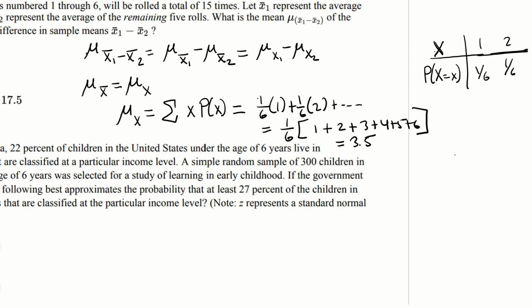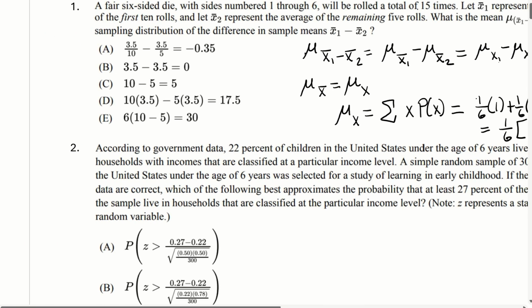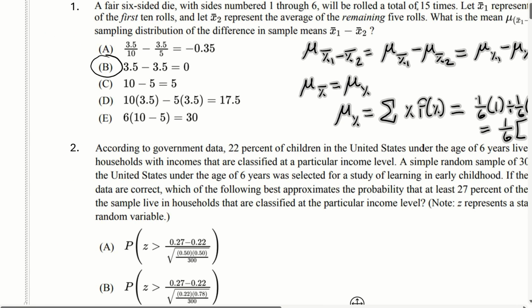But since it's the same die, this is really just mu x minus mu x. There's no reason to distinguish between 1 and 2 because they have the same result. It doesn't matter how many times you roll it, it's still going to be the same expected value according to this distribution. And so really you just get 3.5 minus 3.5, which is 0. Okay, so hopefully that made sense. So we're just looking at B for the answer.